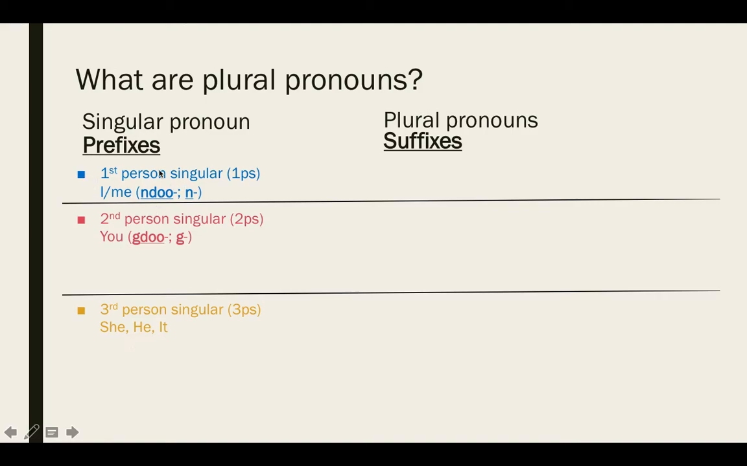So keep in mind that these prefixes are color coded for a certain reason. So the blue is for the I or me, red is for the you, and yellow is for the she or he.